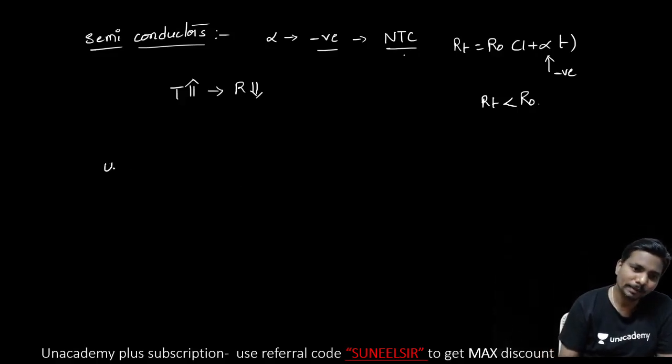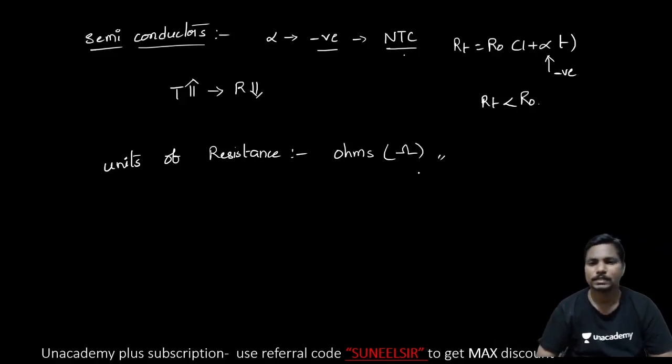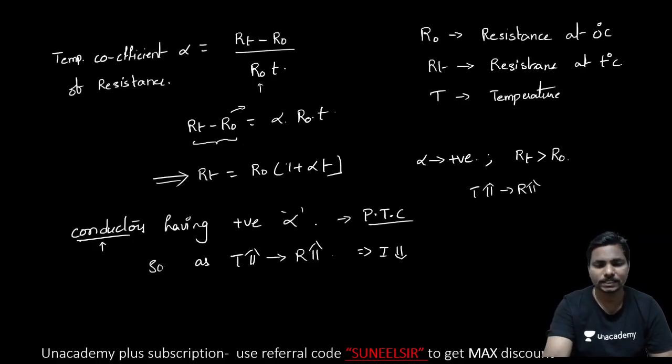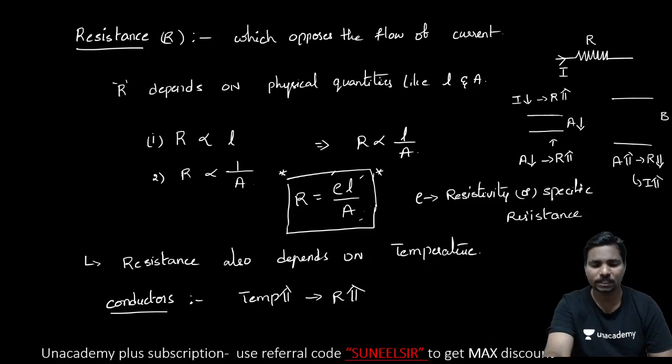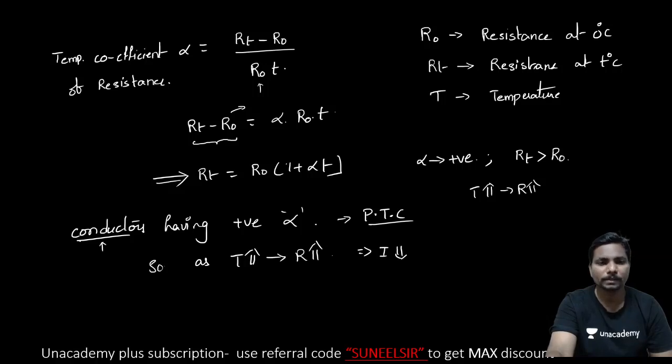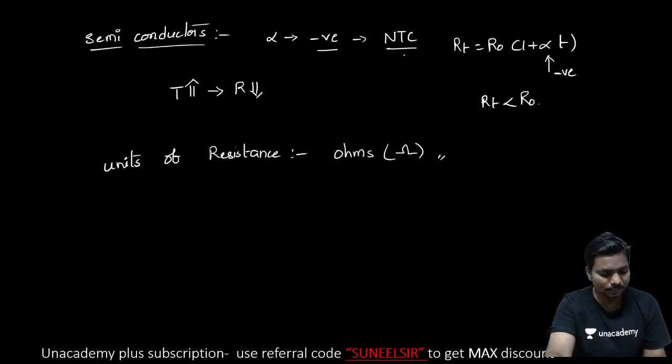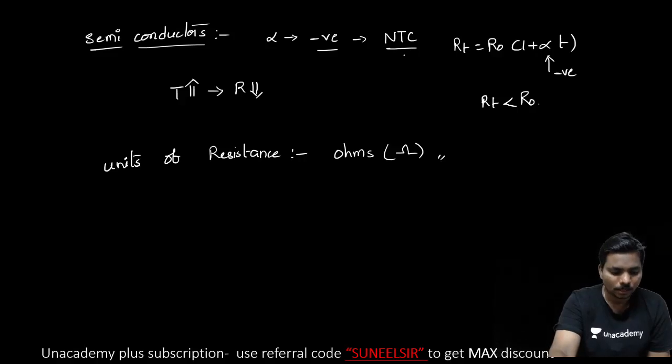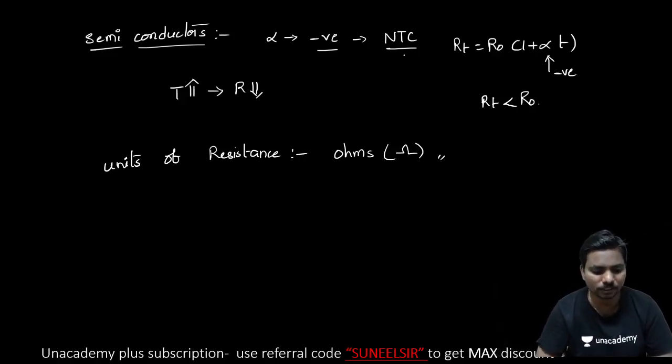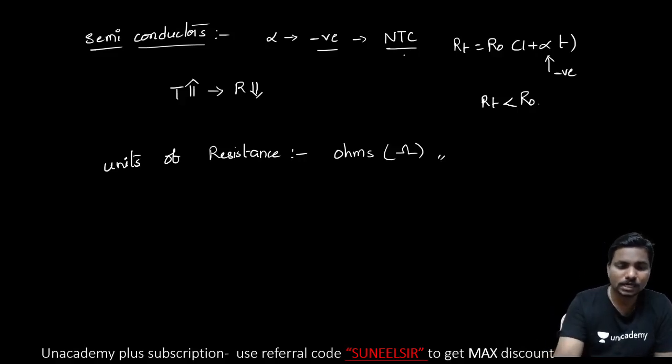And we know very well the units of resistance. To recognize the scientist Ohm, the unit is ohm, and we know very well the symbol is like this. So this resistance depends upon resistivity, length and area, and also temperature. How it depends upon temperature depends on the alpha, which is different for conductors and different for semiconductors. After this we have to discuss the resistivity.